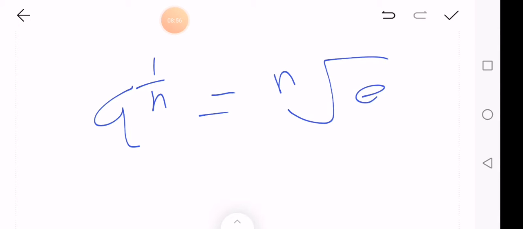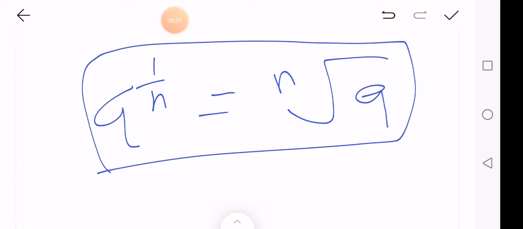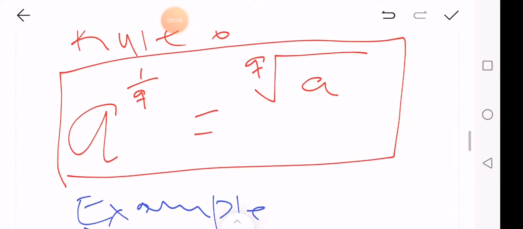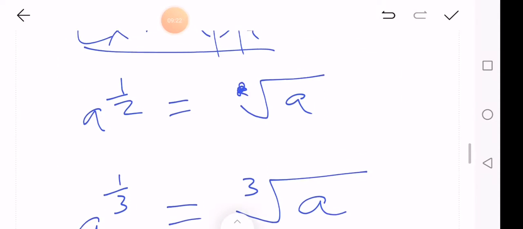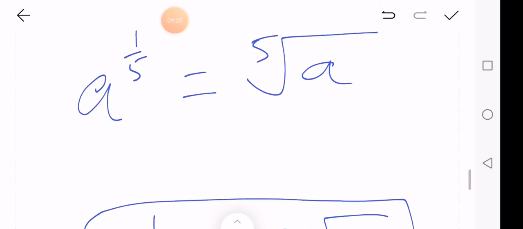So generally, what does this mean? A to the power 1 over n is equal to the nth root of a. This means the same rule. Let me go back to this one. Other books could use a to the power 1 over q is equal to the qth root of a.